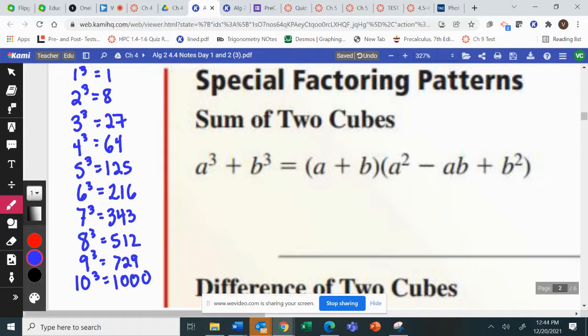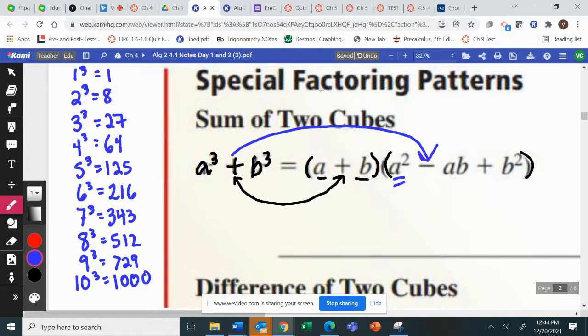If we have a cubed plus b cubed, if you have something cubed plus something else cubed, this is the formula that you're going to go through. You're going to have two parentheses. In the first parenthesis, you're just going to put a and b. So a cubed plus b cubed, whatever a is, whatever b is, whatever's being cubed goes in the first parenthesis. The sign stays the same. In the second parenthesis, the first spot is a squared. So instead of cubed, you're going to square it. This sign is opposite.